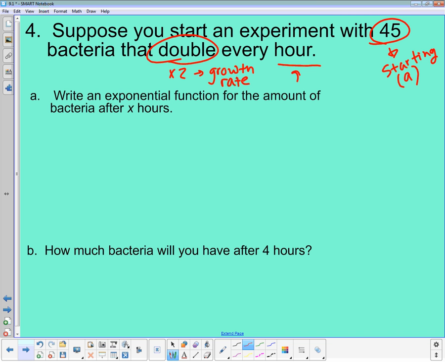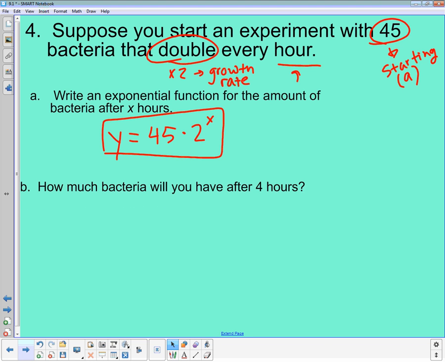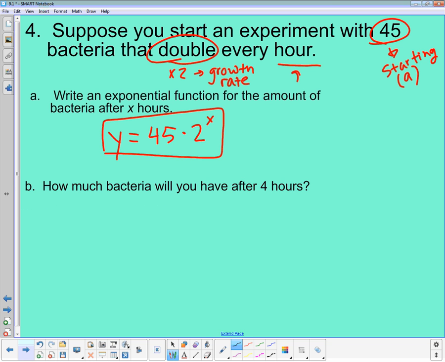So writing an exponential function for this is now growing. So I have my y value is equal to 45, which is the starting amount, times the growth rate, which is 2, because I'm multiplying by 2 if I'm doubling, raised to the x power. There's my function for that. There's no way to simplify that anymore. And then it says, how much bacteria will you have after 4 hours? So now I need to take the 4 and I need to plug it in for my period of time.